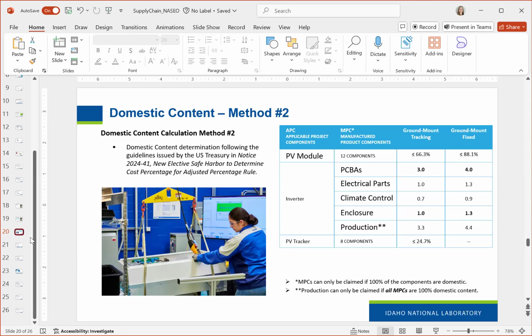It just depends on what the manufacturing processes are as to which calculation method is better. But the note here is that you can only claim the credit for each subcomponent if it's fully manufactured in the US, and that production, which would be the labor piece of it, can only be claimed if all of the subcomponents are also 100% domestic.